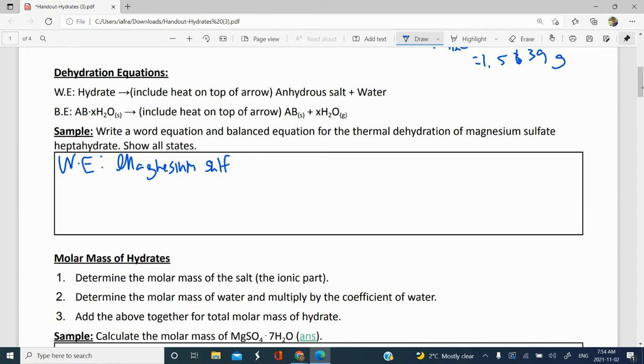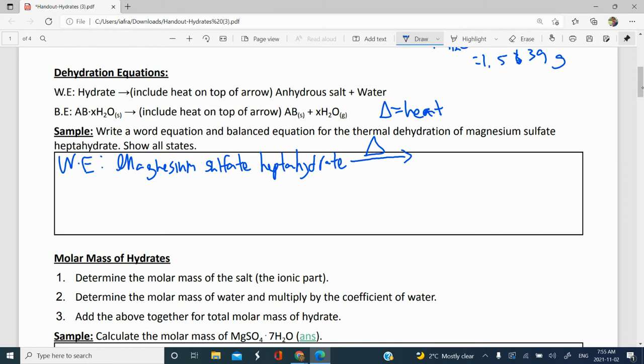What I do first is I write out the hydrate, so magnesium sulfate heptahydrate. I'm going to draw an arrow and I'm going to write heat on top. Now you don't have to write heat. You could also put a triangle. The triangle basically just means heat. You can choose either one. Just understand the triangle means heat.